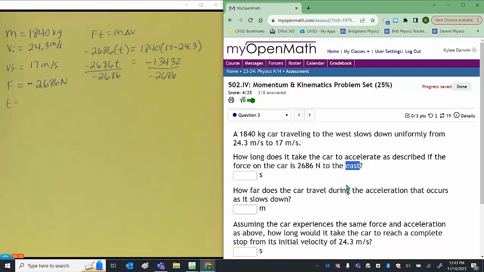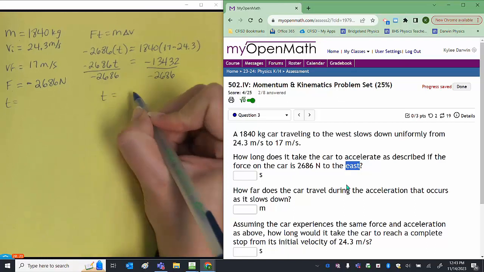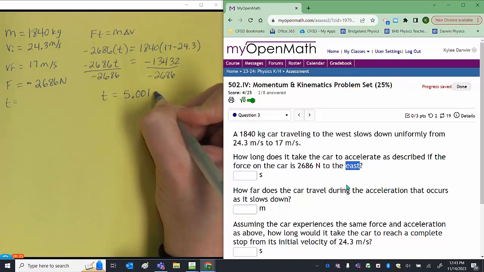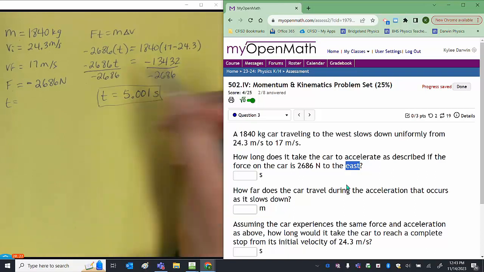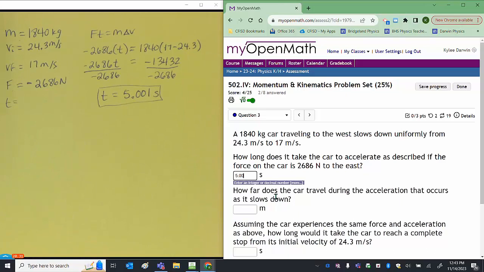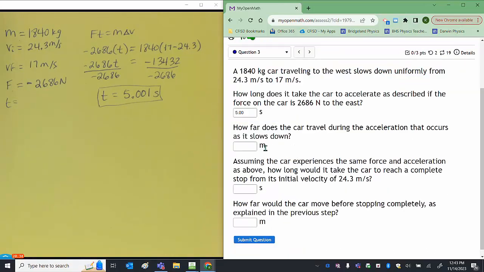So we're going to take that number that's in my calculator already, and I'm going to divide it by my force, negative 2686. And that's going to give me a time of 5.001 seconds. Okay, so that's going to be your answer to the first one. You actually don't need that third decimal. It only requires 2 in my open math. So I'm just going to type 5.00.